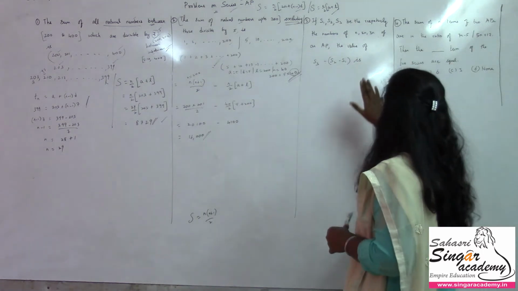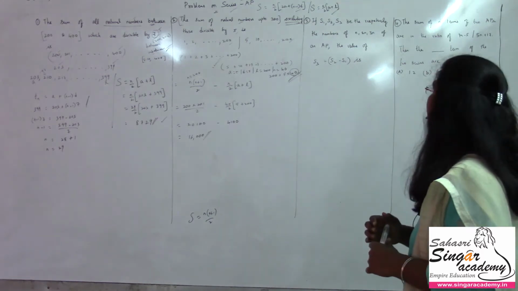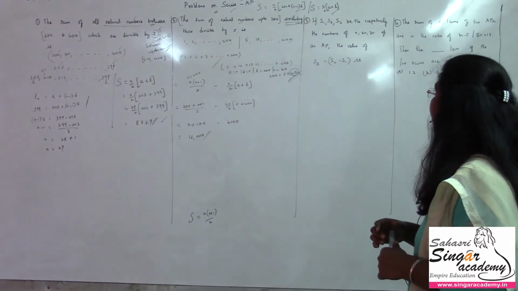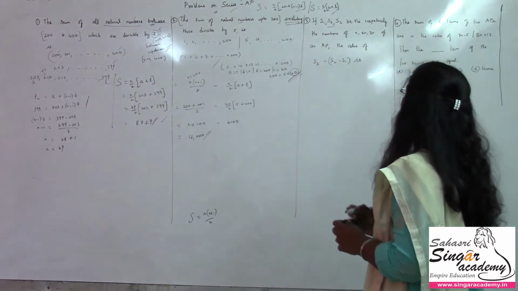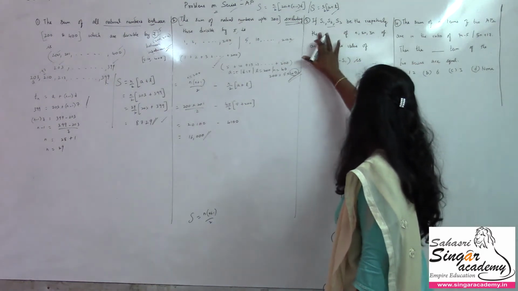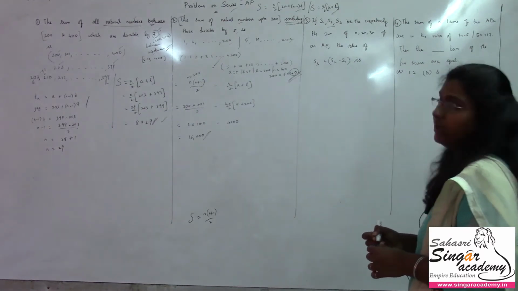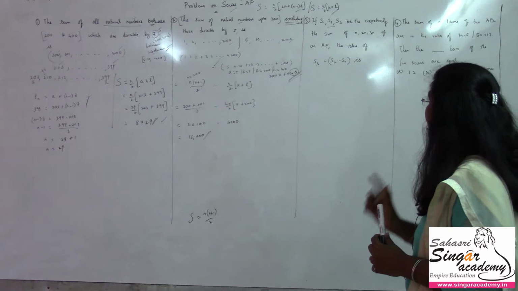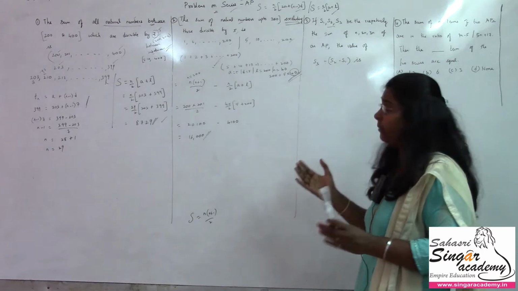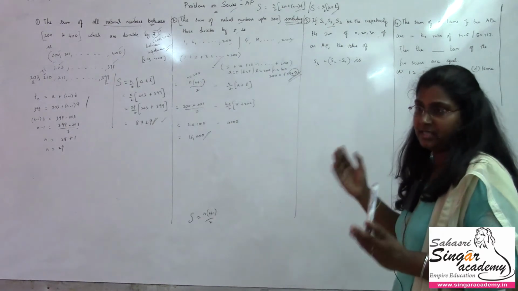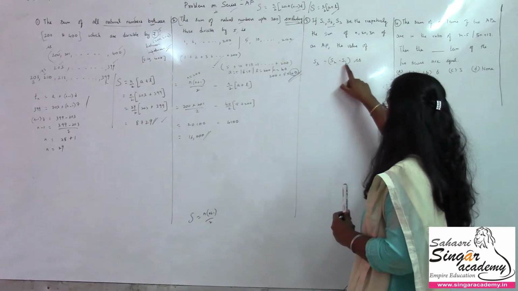The third problem is a very simple problem. The question may look different, but it is a very simple, direct problem. So let me read the problem here. If S1, S2 and S3 are respectively the sums of n, 2n and 3n terms of an AP. So if I take the first n terms of an AP, the sum will be S1. If I take the first 2n terms of the AP, the sum will be S2. If I take the first 3n terms of the AP, the sum will be S3. The value of S3 divided by S2 minus S1 will be what?